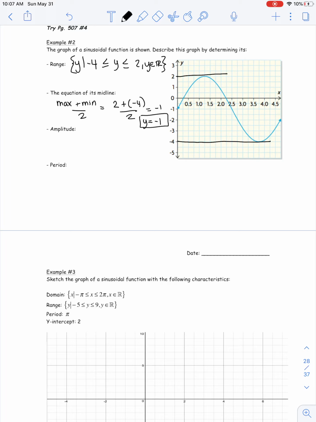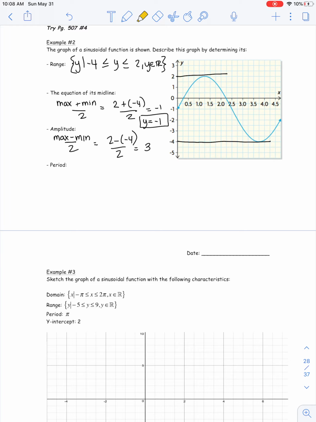The amplitude is the distance from the midline to your maximum, or the distance from the midline to your minimum. So max minus min divided by 2. So that's going to equal 3.